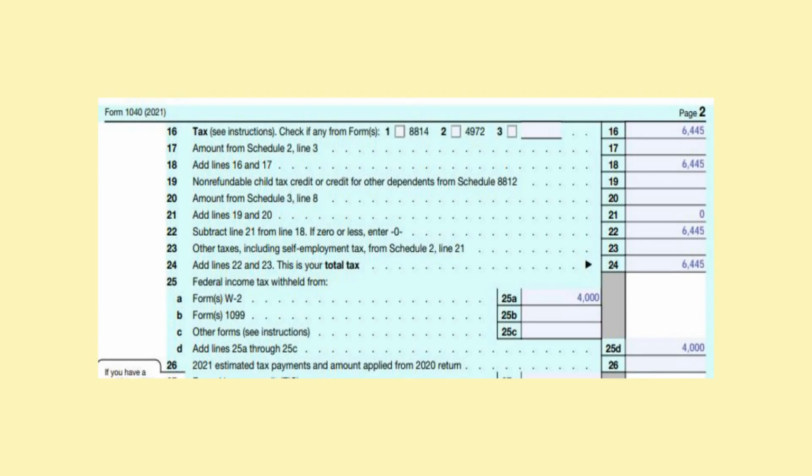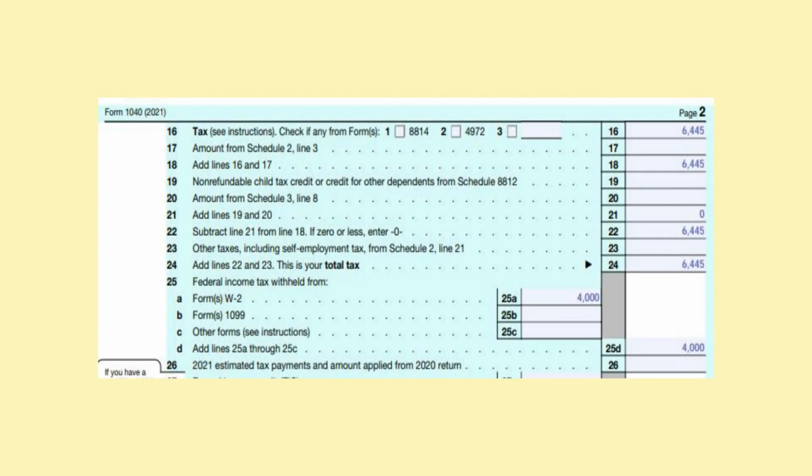Next, on line 25A, we will put your federal income tax withholding from Form W-2 in box 2, which in our example is $4,000. If you had withholding from a Form 1099, you would put that on line 25B or any other forms. A couple examples would be Form W-2G or Schedule K-1. Add the amounts from lines 25A through C to arrive at $4,000 on line 25D.